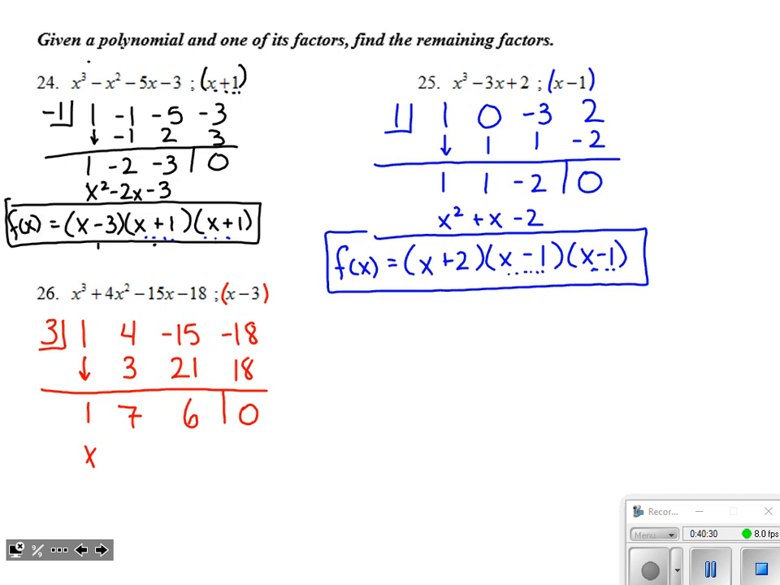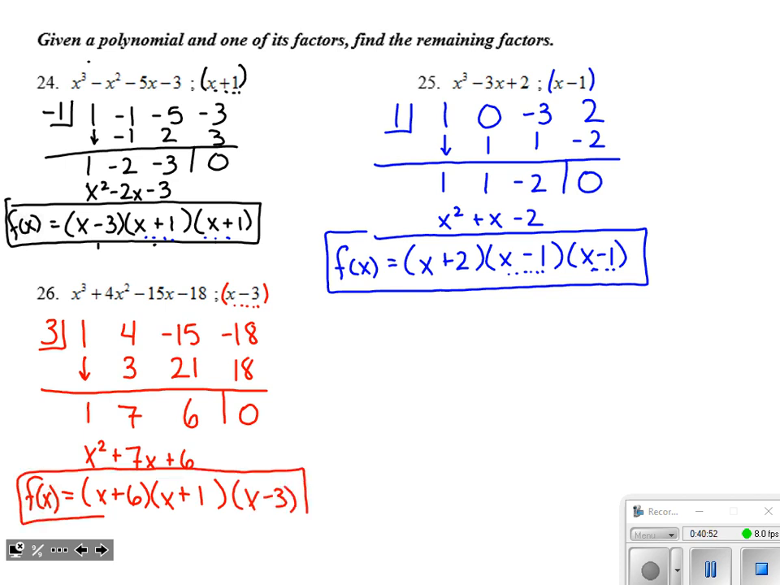So I'm left with x squared plus 7x plus 6. And if I factor out my quotient, again, magic numbers, plus 6, plus 1. So in fully factored form, this function would have x plus 6, x plus 1, and that factor we divided out, x minus 3, for our fully factored answer.